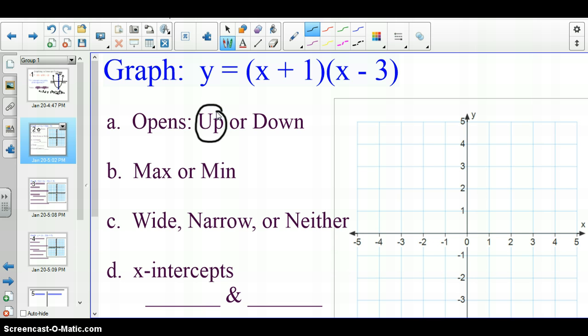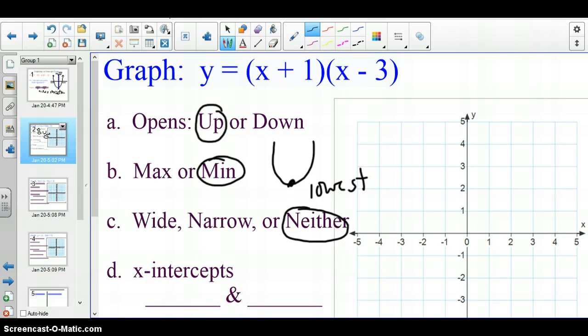Since it opens up, this would be our lowest point, so it is a minimum. There is no number in front of our parentheses, so it means it is neither. It's not wide, it's not narrow. It's the same as the parent function of y equals x squared.